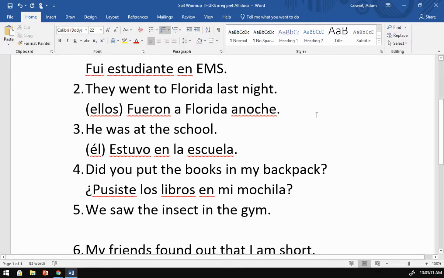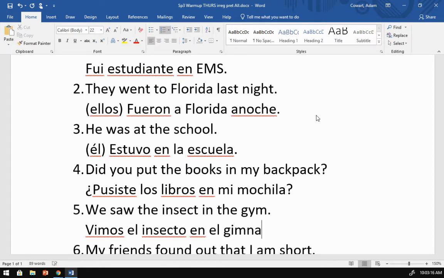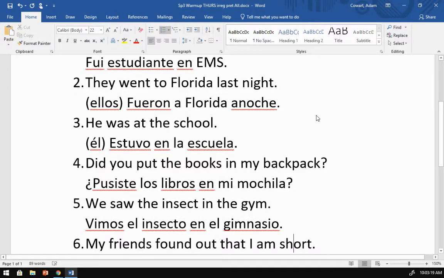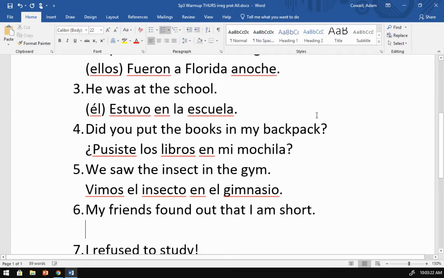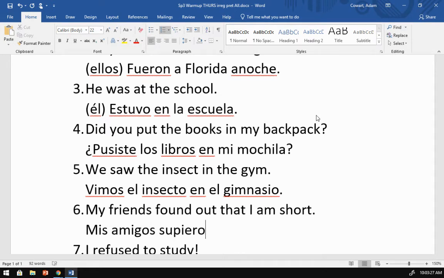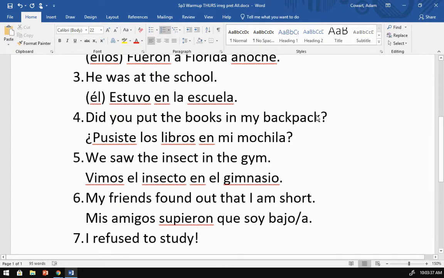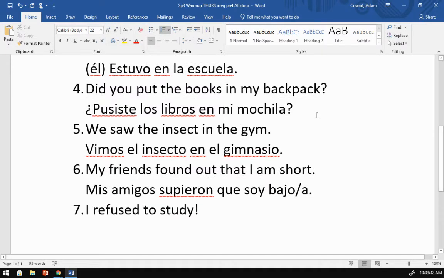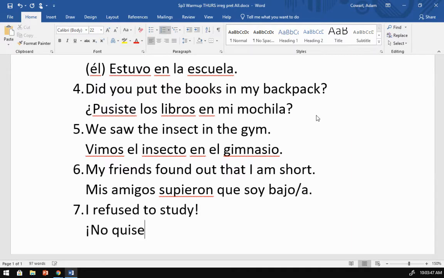We saw the insect in the gym. Vimos el insecto en el gimnasio. My friends found out that I'm short. Mis amigos supieron que soy bajo. And I refused to study. No quise estudiar.